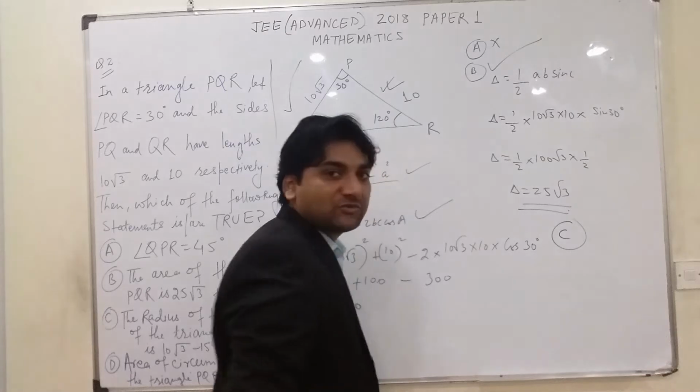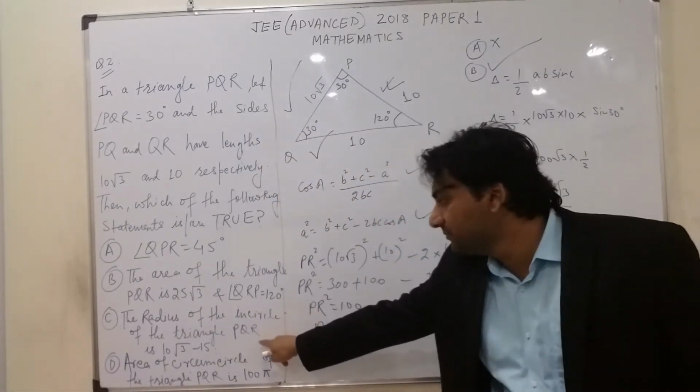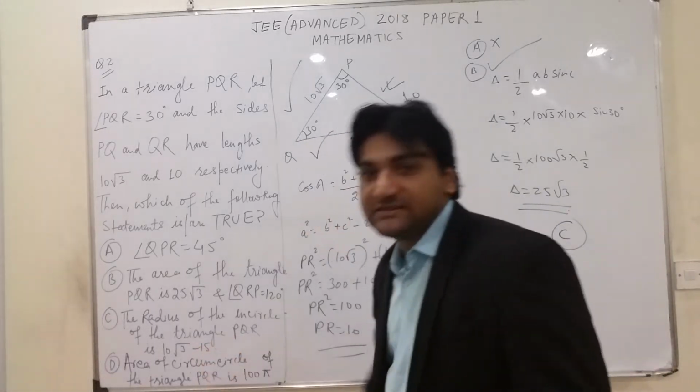Now let us discuss option C. What is option C? The radius of the incircle of the triangle PQR is 10 root 3 minus 15.